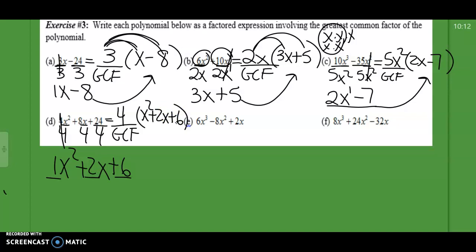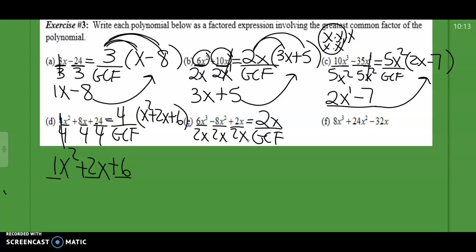6x to the third minus 8x squared plus 2x. Yes, it has to be in all 3 for it to be the GCF. Now, why do I say start with the smallest number? Because 6 can't go into 2, nor can 8. So I start with 2. Does 2 go into 8 and 6? Yes. Without even using the calculator, you know that. Now this has 3 x's, this has 2, and this has 1. They all have at least 1 x in common. So I'm going to go ahead and divide by that 2x.